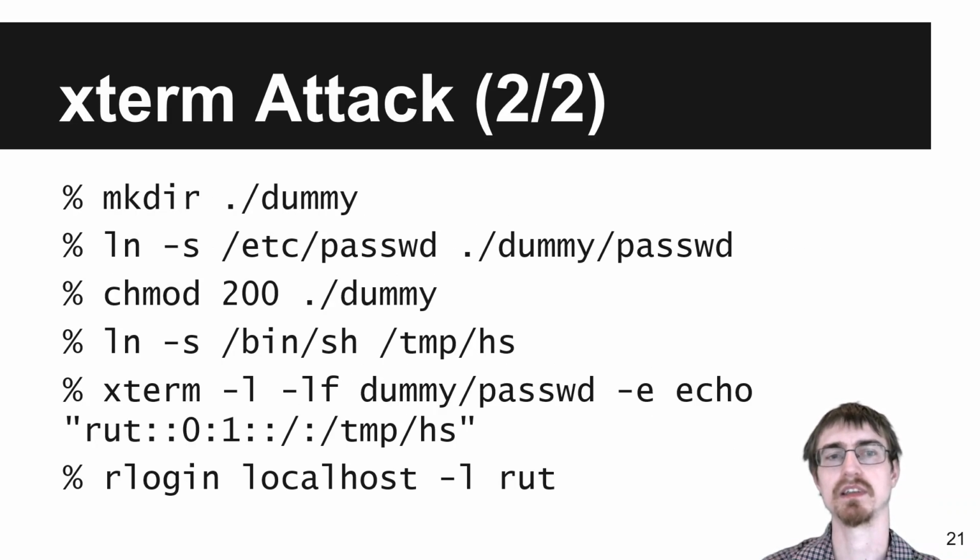So let's consider these commands. First, we create a directory dummy, and then we create a link within the directory dummy pointing to the passwd file in /etc. Now, the xterm program is root, so it's allowed to read the password file, but the user is unprivileged and is not supposed to be able to read the password file. However, this link points there.